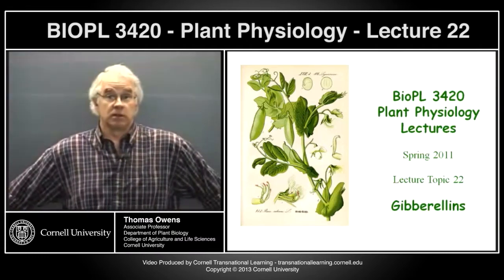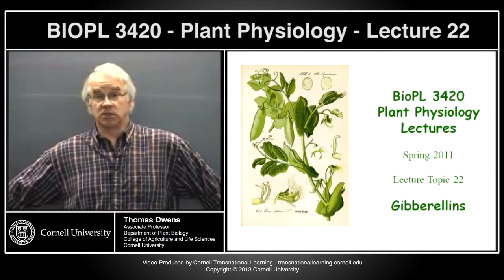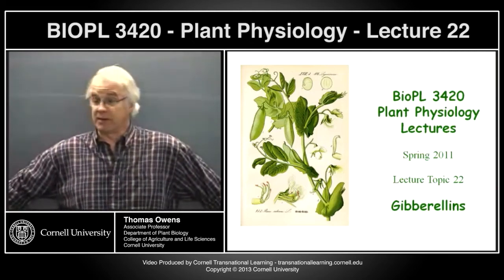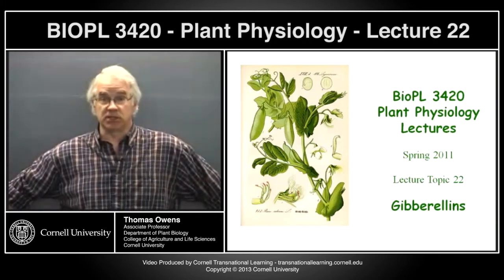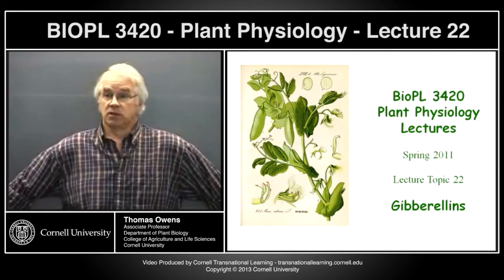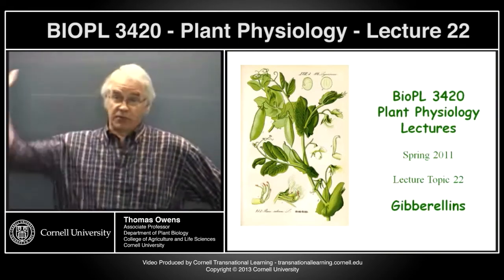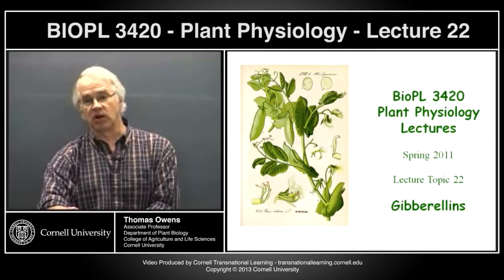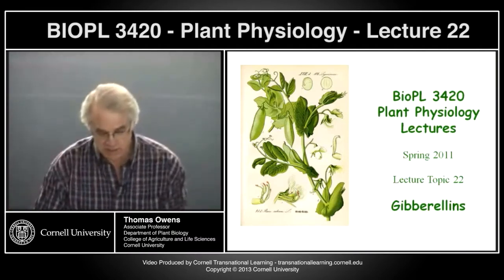gibberellins were discovered by studying stem elongation, very similar to how auxin was discovered. Auxin was discovered by looking at elongation of cells associated with phototropic responses in coleoptiles. Gibberellins were discovered through a fungus that happens to produce a gibberellin compound that causes rice plants to grow very tall, so tall that they couldn't hold themselves up. They fall over. For the fungus, that's good, right? If the plant falls over, then the plant is sitting down next to the moist ground.